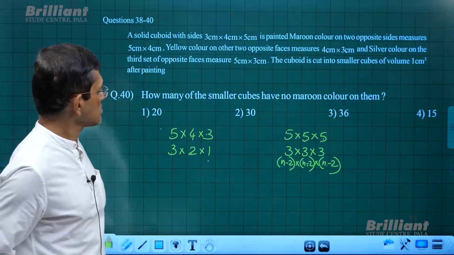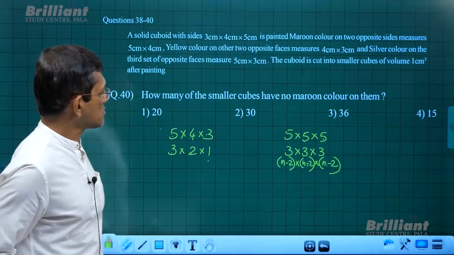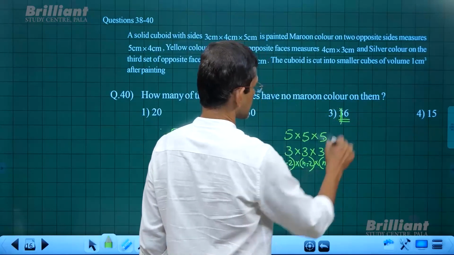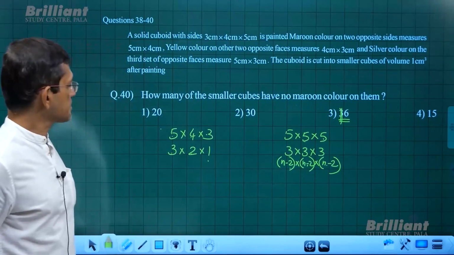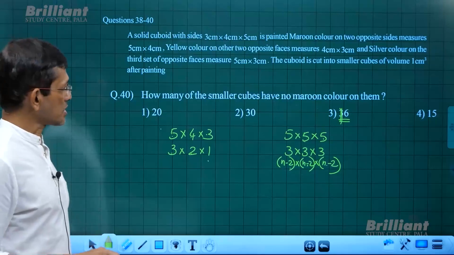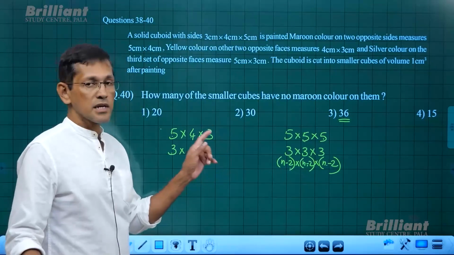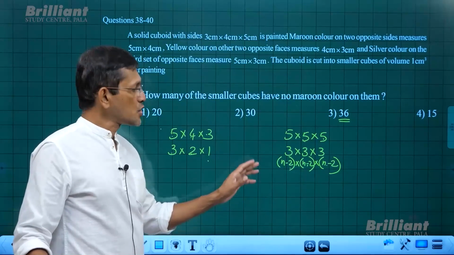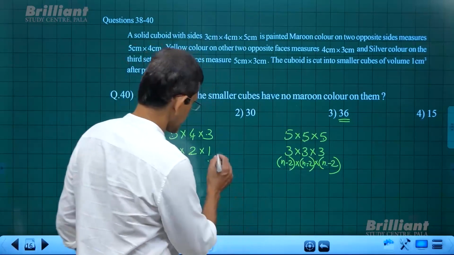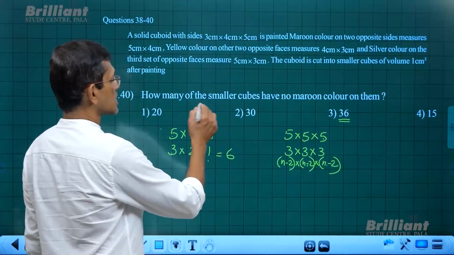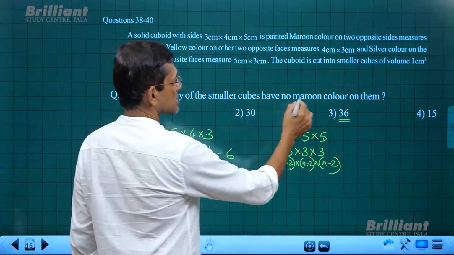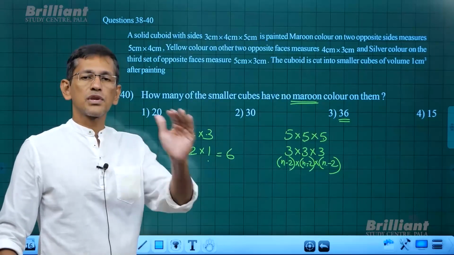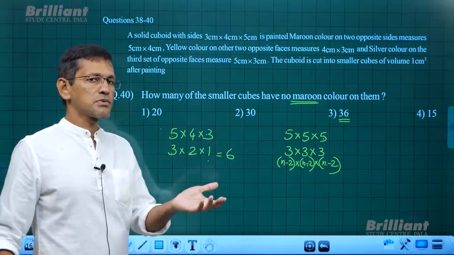No maroon color on them? 6 of them. I think there is some kind of confusion with the answer choice. No need to worry about it. Oh, sorry, my mistake. What we have answered here is the number of cubes without any color on them, which is 6. However, this question is asking how many of the smaller cubes have no maroon color on them. So actually, we are just trying to get rid of the cubes with maroon color. How many cubes have the maroon color?